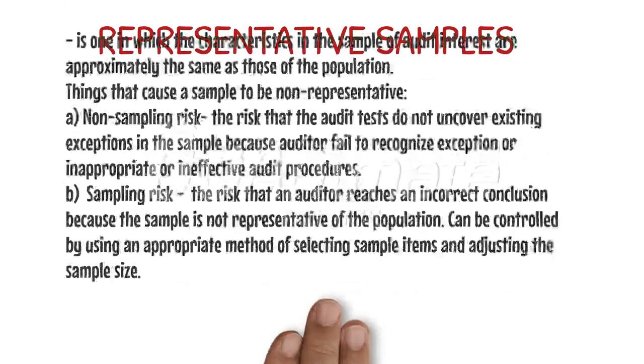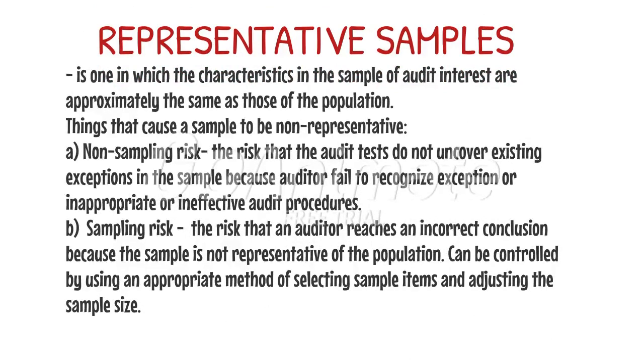A representative sample is one in which the characteristics of audit interest in the sample are approximately the same as those of the population. Things that cause a sample to be non-representative are: A. Non-sampling risk, which is the risk that the audit tests do not uncover existing exceptions in the sample because the auditor failed to recognize an exception, or used inappropriate or ineffective audit procedures. B. Sampling risk, which is the risk that an auditor reaches an incorrect conclusion because the sample is not representative of the population. It can be controlled by using an appropriate method of selecting sample items and adjusting the sample size.